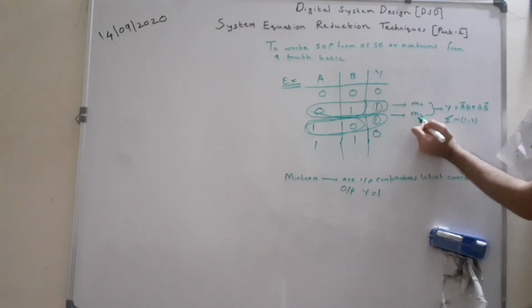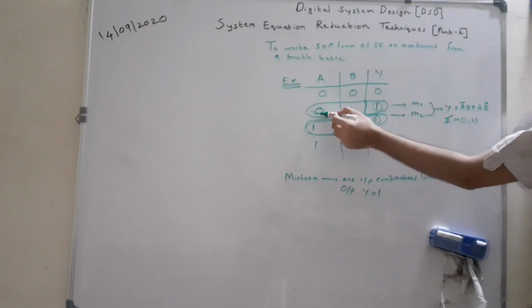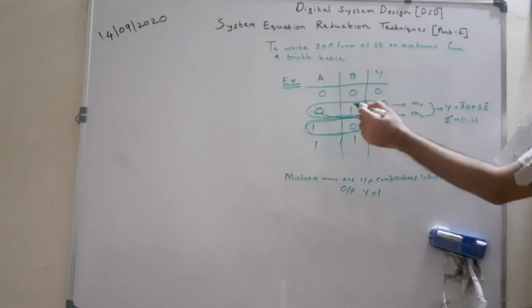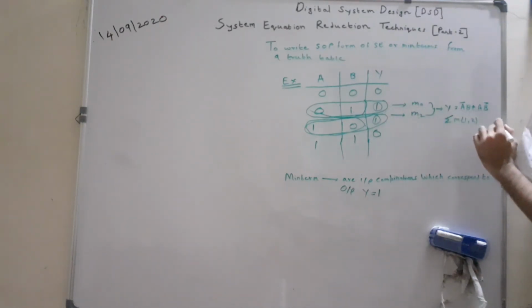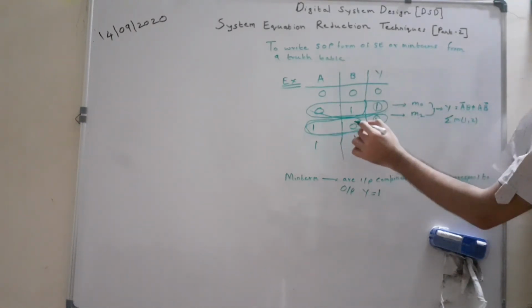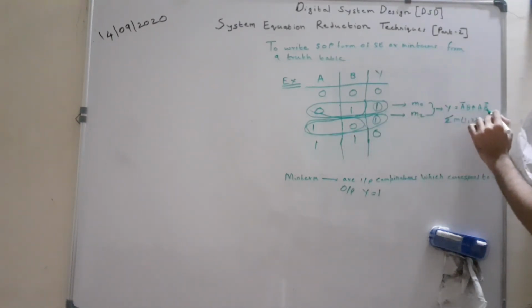Now you have studied earlier how to write those min terms. So when I write m1, A is 0, that's why A bar, and B is 1, that's why A bar B. And this is min term 2, so we add this in order to write its system equation from the truth table. A is 1 and B is 0, that's why A and B complement.